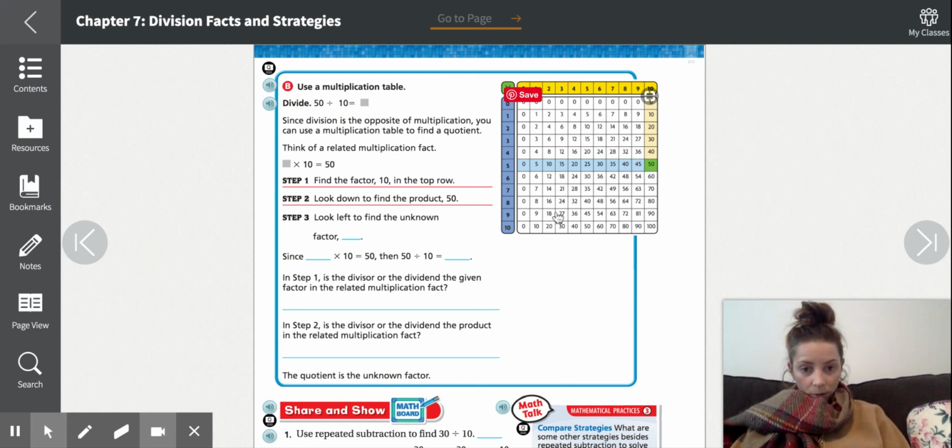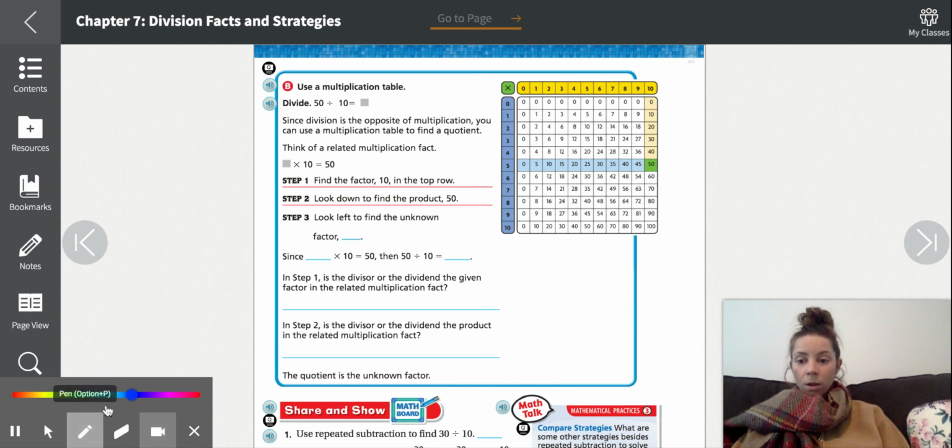Remember, all of these numbers on the inside of a multiplication table are all the products or answers when you multiply. So this is like the answer in multiplication. So now I know this matches with my 50. So I can pull it over to the side to see what the other factor was on the side for blue, and it was 5. Okay, so it says look to the left to find the unknown factor, and it was 5.